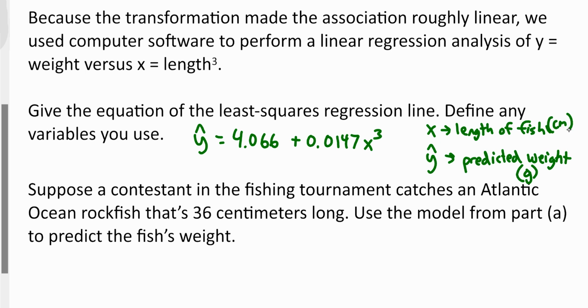Now that we have a model that is appropriate, that showed a linear relationship, we can actually use all the same things that we've done before with linear models. Like question 2: suppose a contestant in the fishing tournament catches an Atlantic Ocean rockfish that's 36 centimeters long. Use the model from part A to predict the fish's weight.